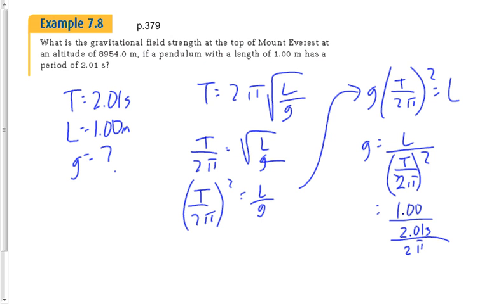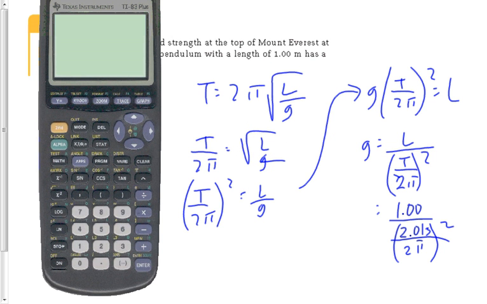2 pi squared. Let's do this on the calculator, because I've got a feeling you might mess up on this. Okay, what do we got here? Let's do the bottom first. Let's say 2 times pi. 6.28319. Let's say 2.01 divided by that. 0.3199.